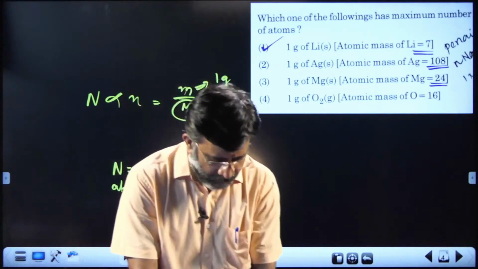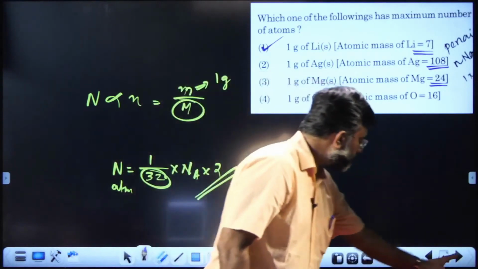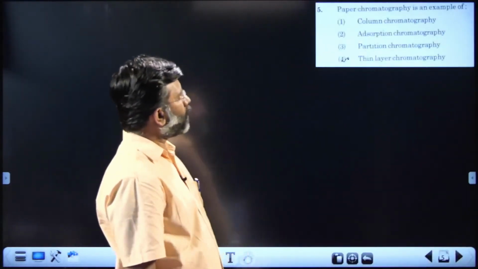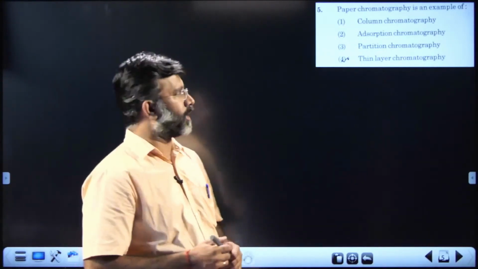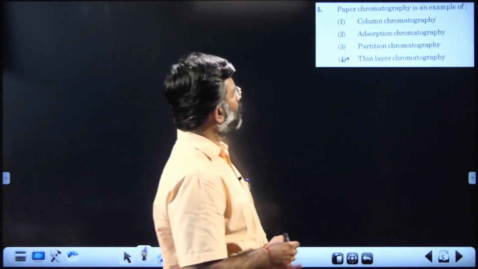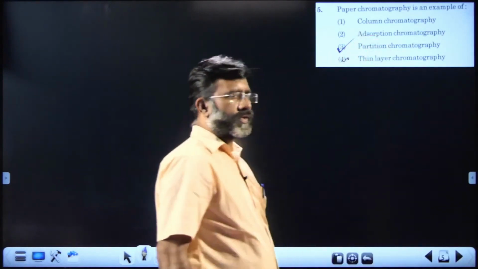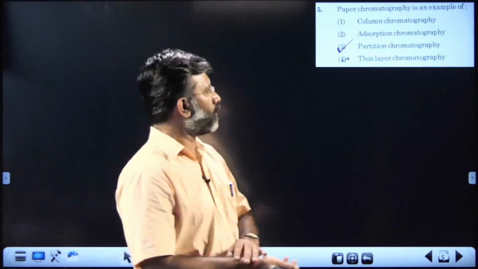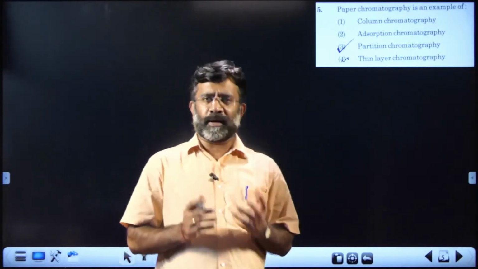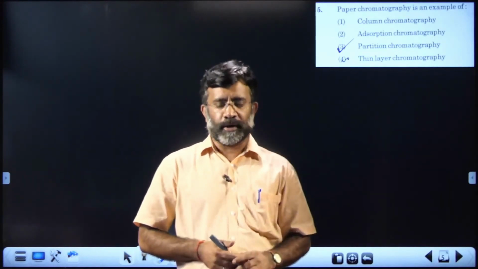Next question, the fifth question. Paper chromatography is an example for, another fundamental textbook question, partition chromatography. Third choice is the correct answer. Partition chromatography, right? While column chromatography is related to adsorption chromatography. Paper chromatography is explained in the textbook, well defined, and that is partition chromatography.